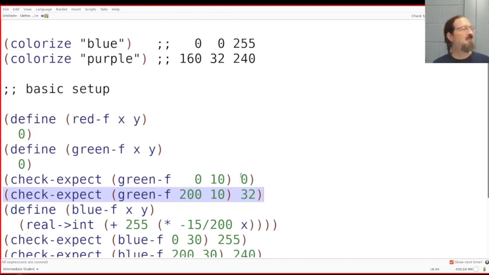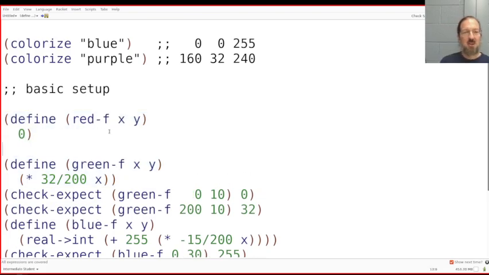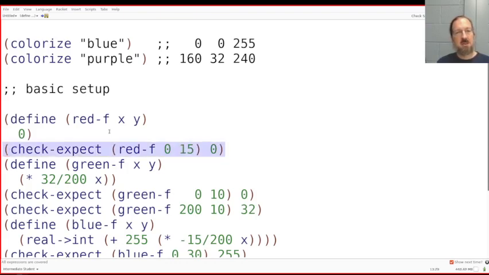Well, in this case, the y-intercept is 0, so this one is going to be particularly easy to write. It says 32 over 200 times x. Boom. And then you go to your red function, and it's the same. Red function 0, 15. Red is supposed to be 0.